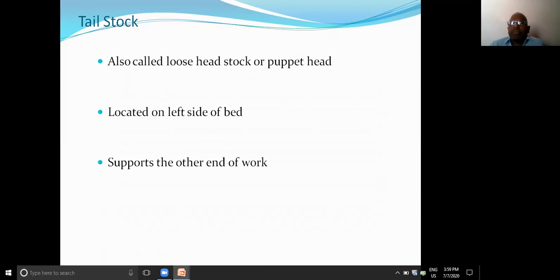So the main purpose of this particular tailstock is that it carries the barrel and the dead center. This dead center supports the end of a job.